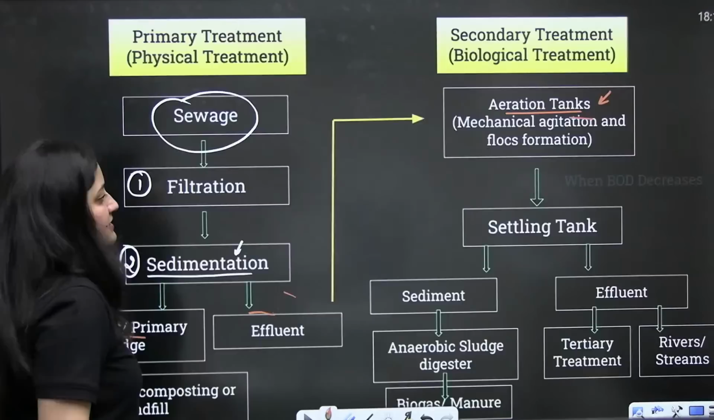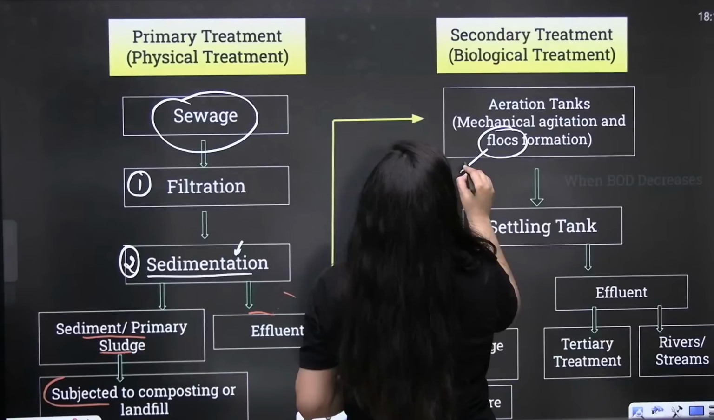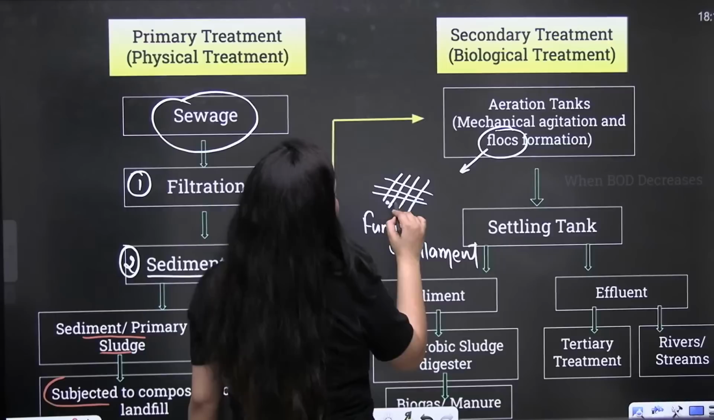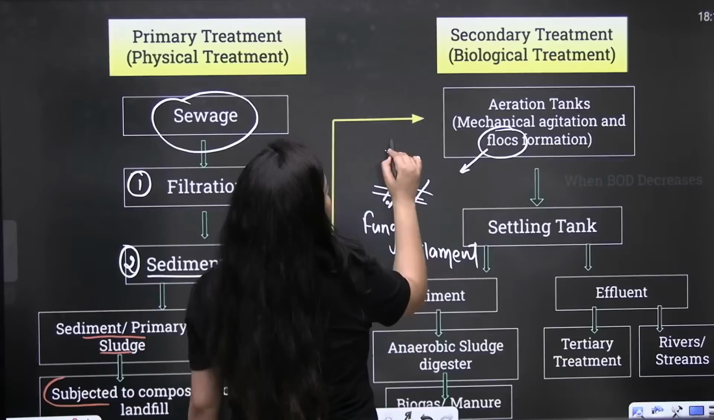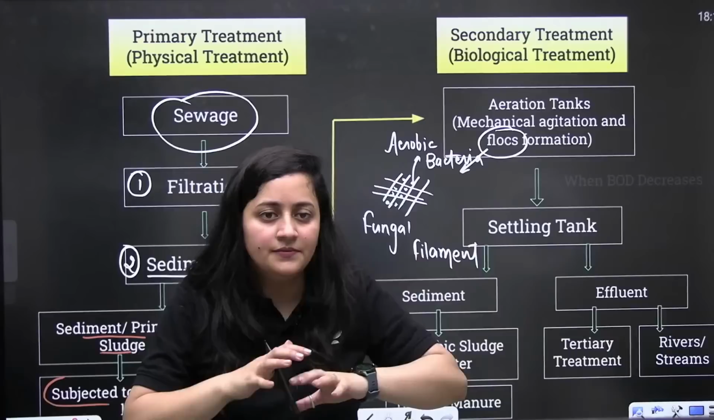So now here, mechanical agitation and flocs formation is there. Now you must be thinking, what is the meaning of flocs? So flocs are nothing, bachche, you can say some fungal filament, and here some aerobic bacteria are present. They are making the flocs. So basically a floc is just like a mesh work, right? Are you getting it?